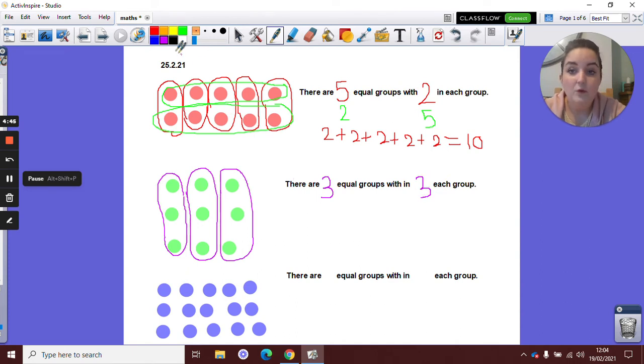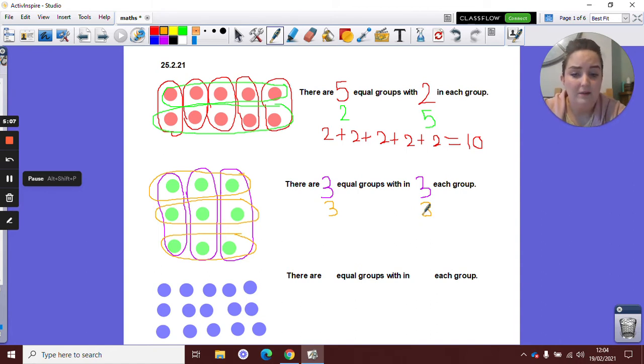Now, like we did before, you can also do it this way if it works. So let's see. I've got 1, 2, and 3 groups. So this way I've also got 3 groups. And then 1, 2, 3, 1, 2, 3, 1, 2, 3, with 3 in each group. So it's the same both ways with this one.